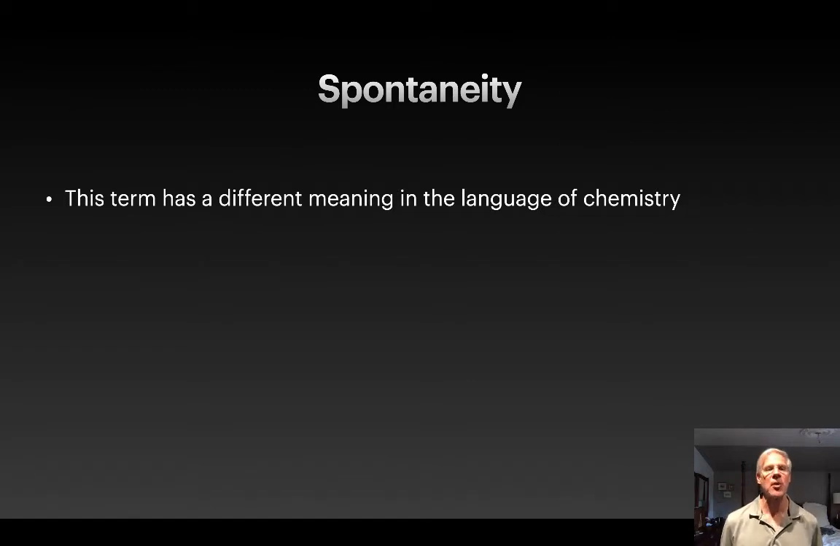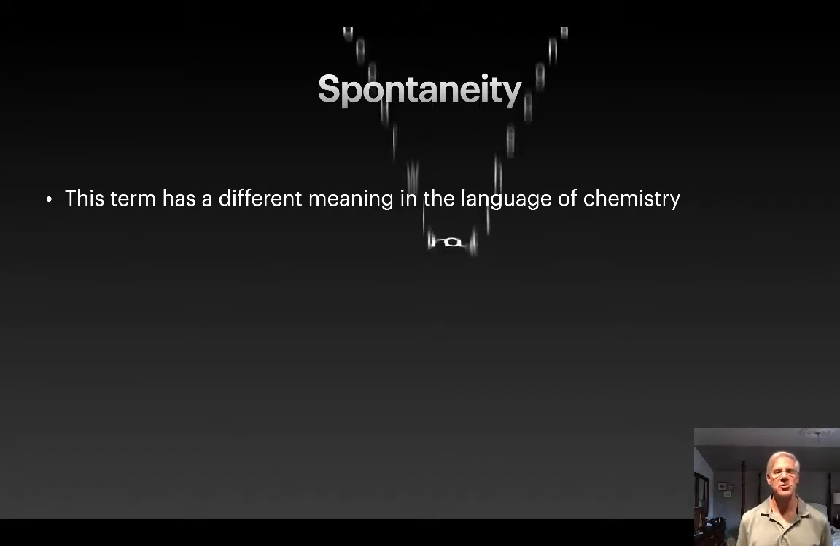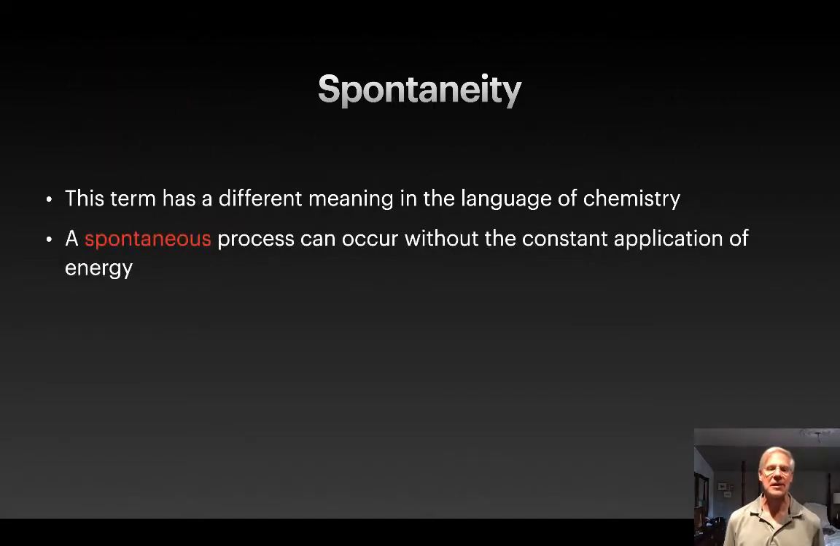So just as a reminder, this term spontaneity has a very different meaning in the language of chemistry. A spontaneous process is a process that can occur without the constant application of energy. It doesn't indicate that something is fast or slow. It just means that it can go from reactants to products in a forward direction without that constant application of energy.